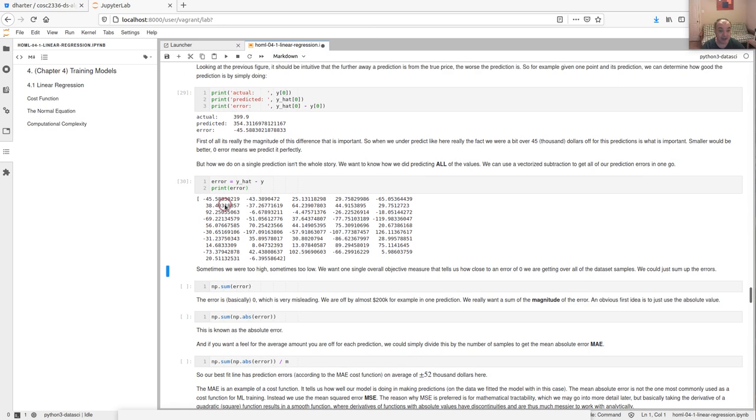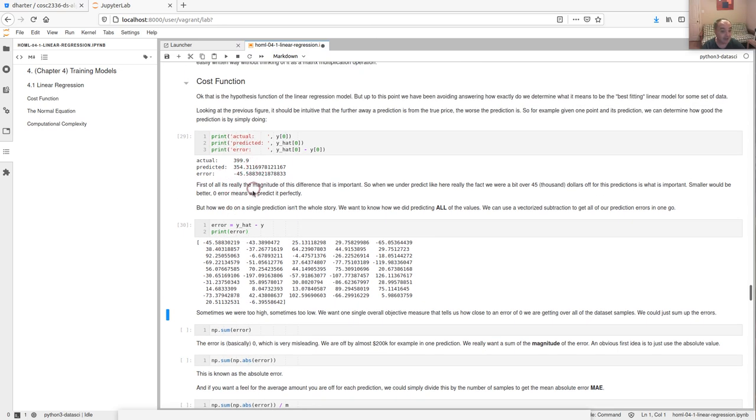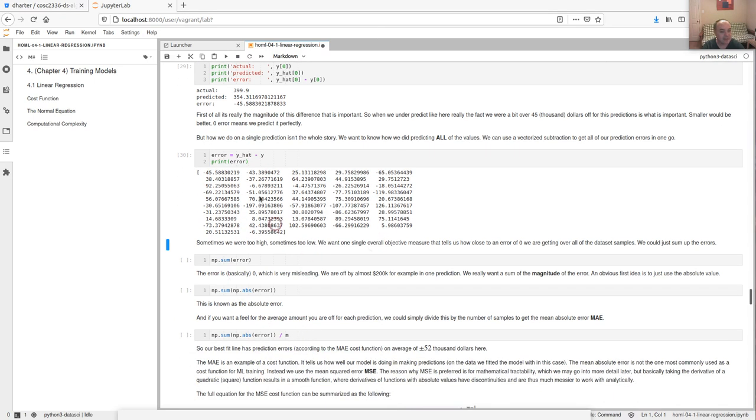To get back on track here, the cost of a single house, or the error on a single prediction, doesn't give us the whole picture, so we want the errors over all of them. Using vectorized operations in Python and NumPy, I can just as easily get the errors for all of them at once by doing y hat minus y. So this is all of these, and as I've already described, it's really the sum of these that I want.